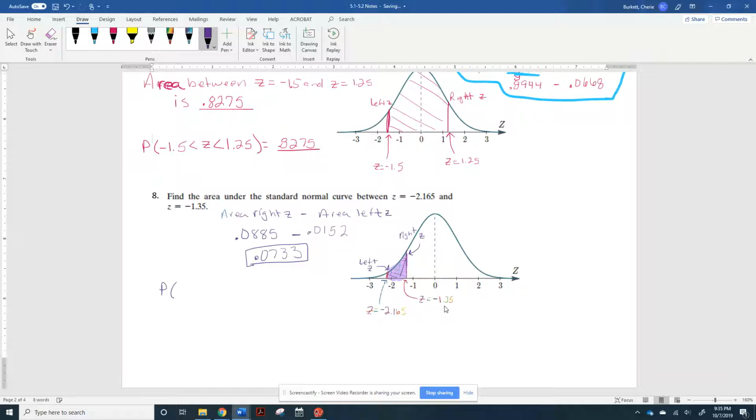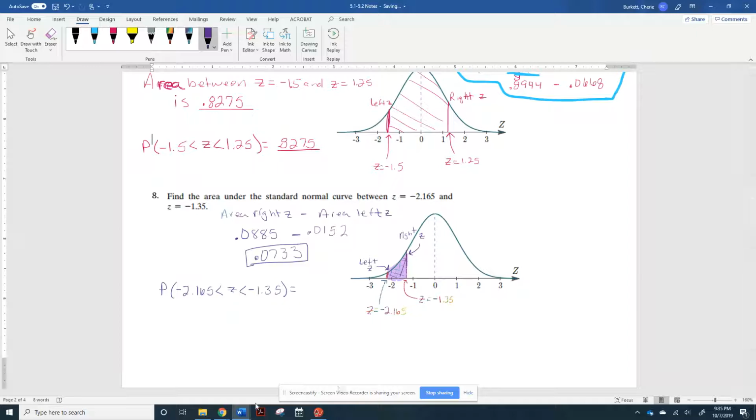The probability that the z value is between these two z values. Okay, I'm going to check this on the calculator. Should be the same number.